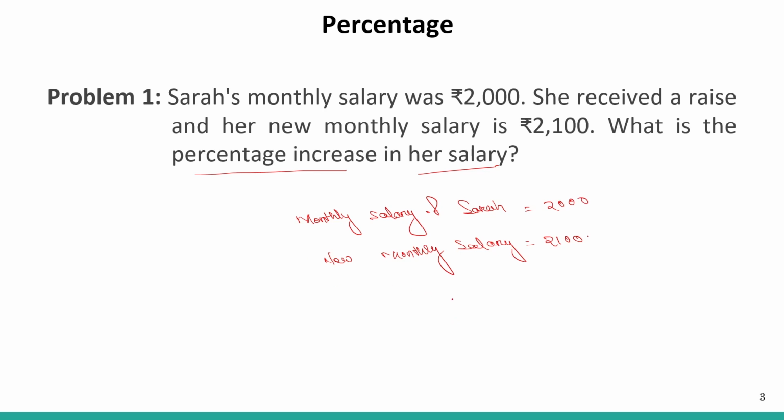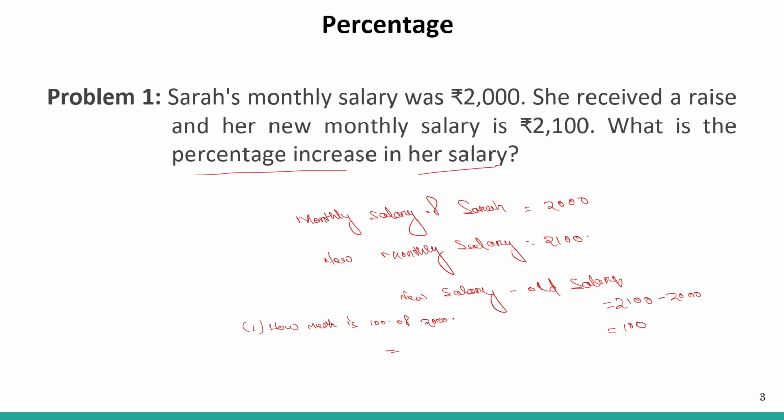What do we need to calculate first? We need to calculate the difference first. New salary minus old salary is equal to 2100 minus 2000, which is equal to 100 rupees. Now we need to calculate how much is 100 of 2000 rupees.